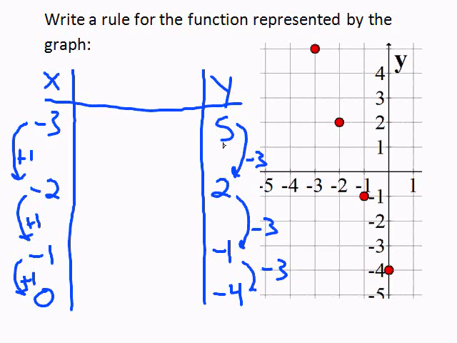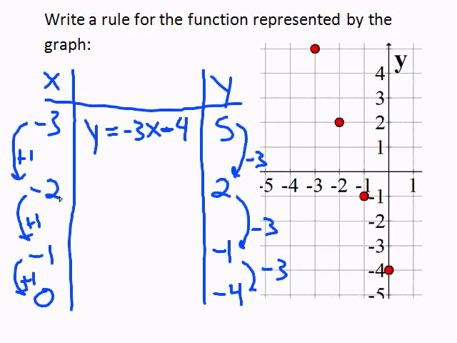Okay, since the x's are changing by 1 every time, and the y's are changing by -3, I know immediately that my equation is going to be y equals -3 times x, because the y's are changing 3 times as much as the x values. And since they're going down every single time, I know it has to be a -3. So I know it's going to be y equals -3x plus or minus some number. What's -3 times -3? Well, it's +9. What do I have to do to +9 to get 5? Well, I have to subtract 4.